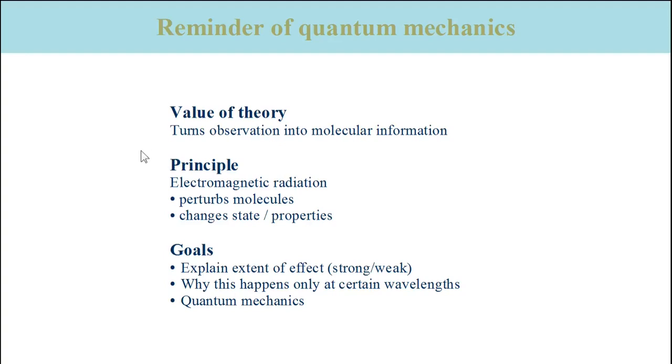The general principle in spectroscopy is the following. Electromagnetic radiation perturbs molecules or atoms, and this makes them change their state, which implies that they lose or gain energy. The theoretical challenge is to predict whether the effect is strong or weak, and why this happens only at certain wavelengths.